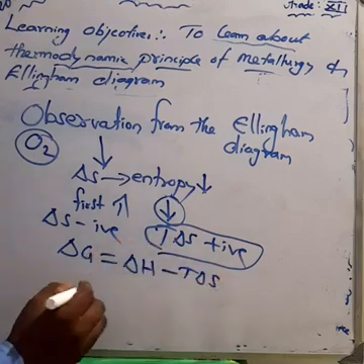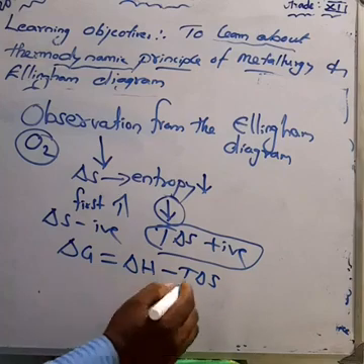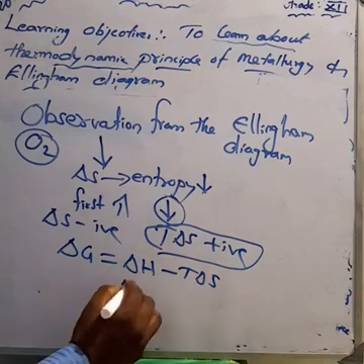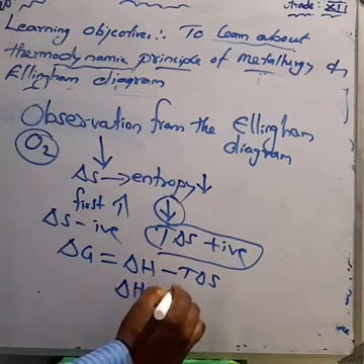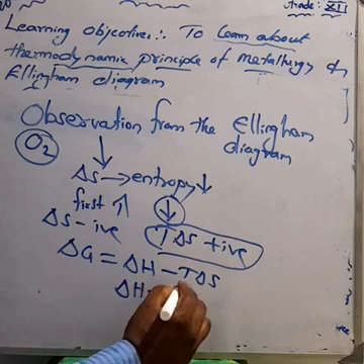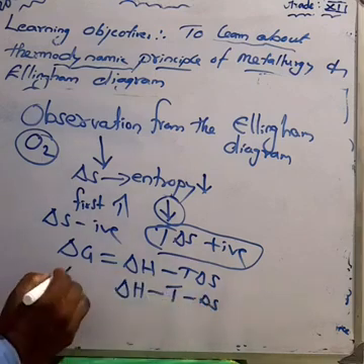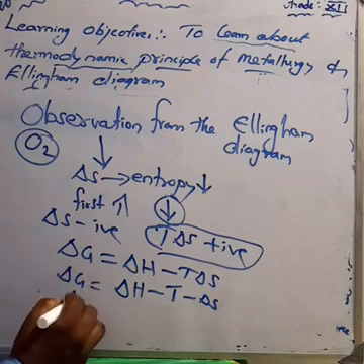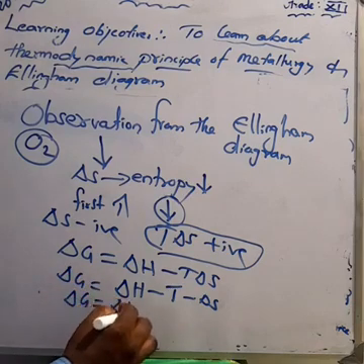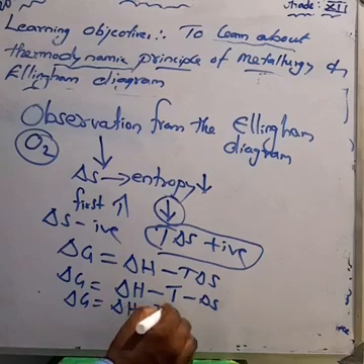Am I right? Here delta S is negative. Delta S becomes negative. So delta G is equal to delta H minus T minus delta S. So delta G is equal to delta H plus T delta S. This is the equation.